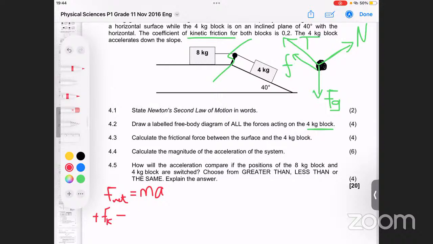Can I just draw my own body diagram because I don't understand yours? Okay, sir. You can quickly work it out on your side. But now, how does your labeled free body diagram look like? Is it different from mine?